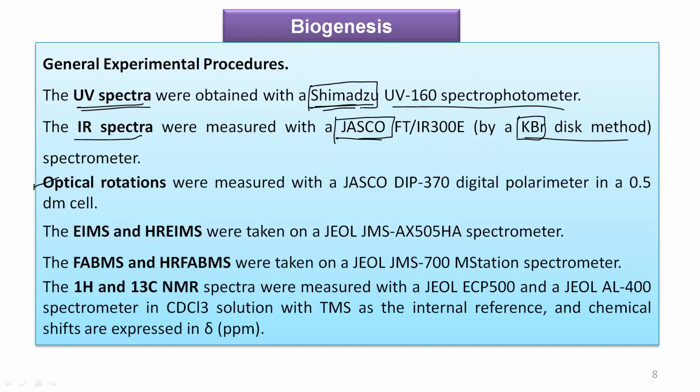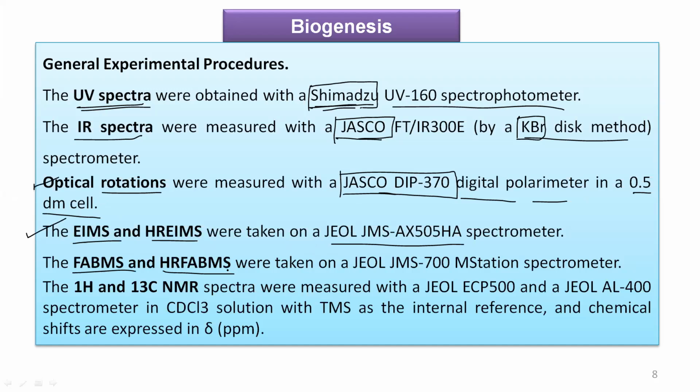Then the next characterization is optical rotation. They have also measured the optical rotations using JASCO. This is the model number of the digital polarimeter, and the cell they have used is a 0.5 dm cell. They have also characterized by EIMS and HREIMS, which were taken on this spectrophotometer. What is the use of it? I don't know it, but they have also characterized it. Mass spectroscopy. Not directly. Mass is here.